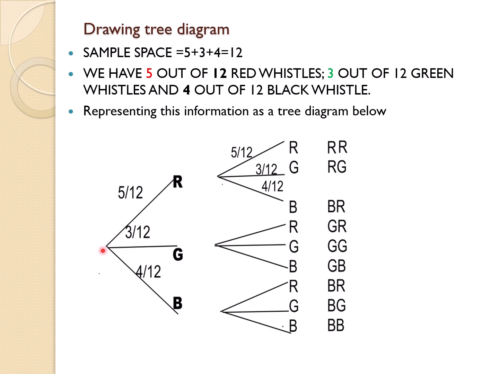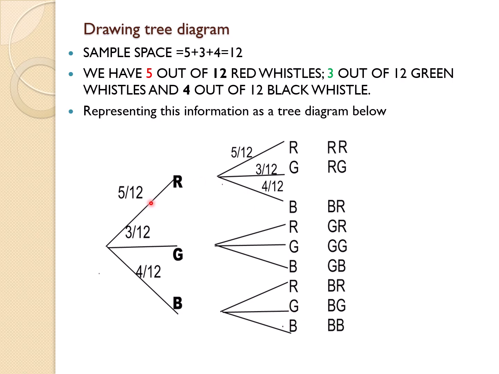So when I select from this bag, I can either select red, I can select green, or I can select black. Out of the 12 whistles, I can select 5 out of 12 that's possibly red. I can select 3 out of 12 that's possibly green, or I can select 4 out of 12 that's possibly black. Right, after I've selected a whistle, remember I'm placing the whistle back in the bag, I can again select red, green, or black. After I selected a green whistle, I can again select red, green, or black. After I selected a black whistle, I can again select red, green, or black.